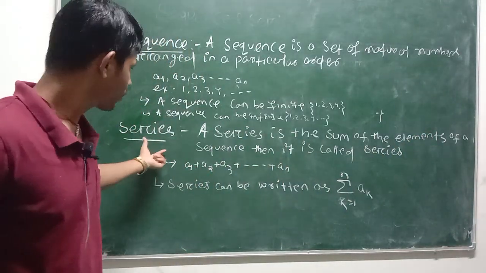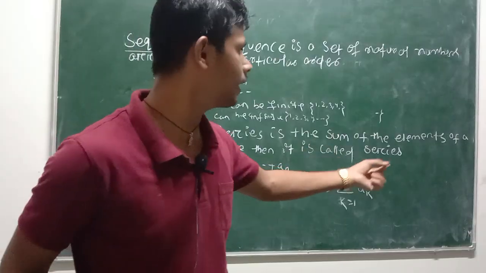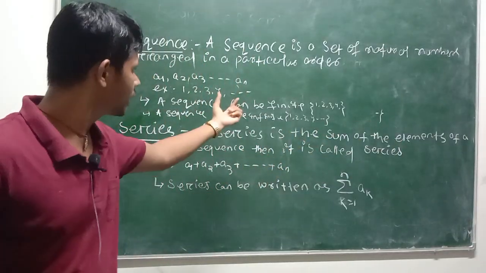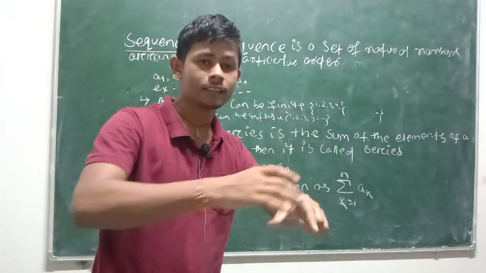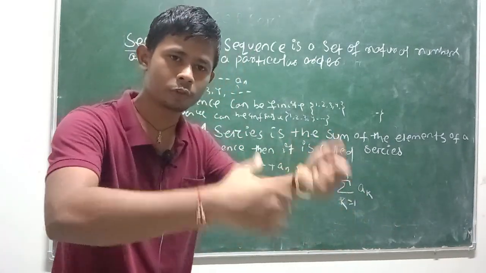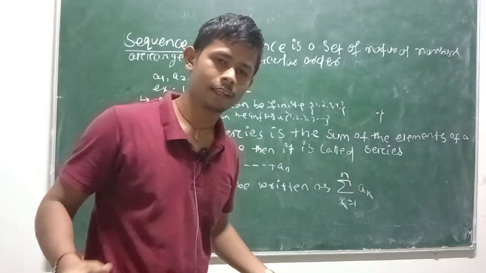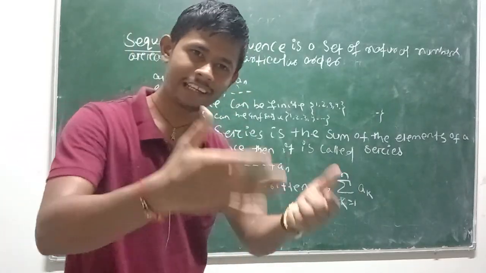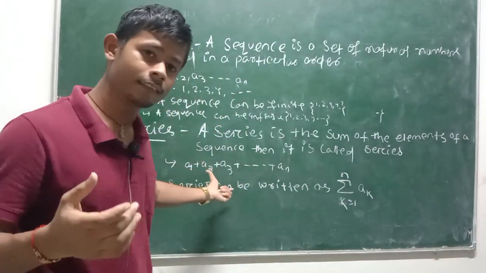So what is a series? A series is the sum of the elements of a sequence. If the sequence is 1 2 3 4, then 1 + 2 + 3 + 4 + 5, we can write like that. So we can say this is a series.